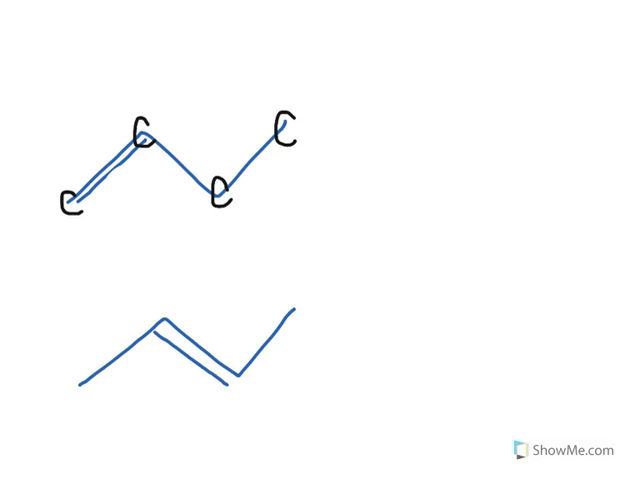Well, we still have four carbons, so this is still considered a butane. But since we now have a double bond right here, we get rid of this A, and then we put an E and E, and then we call it a butene. So that's the name of the structure, is butene.